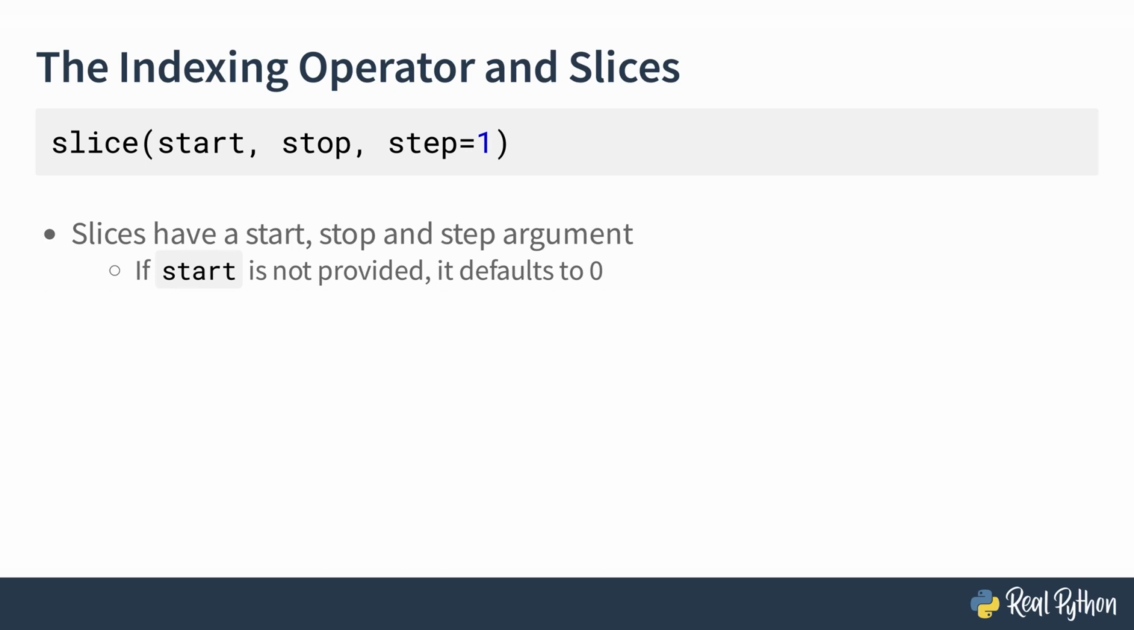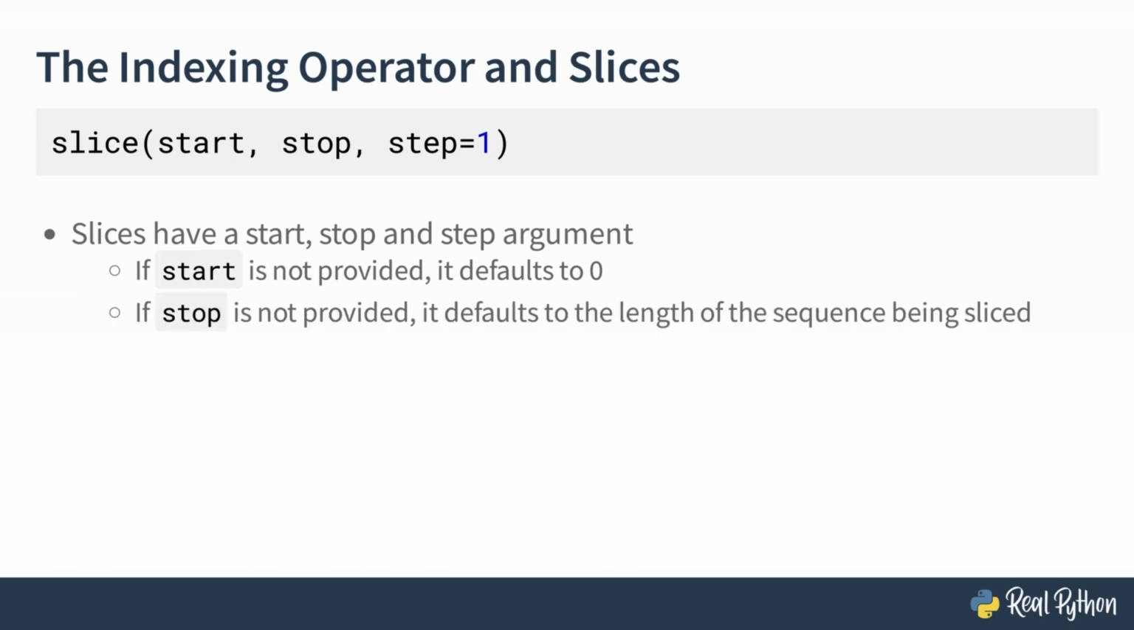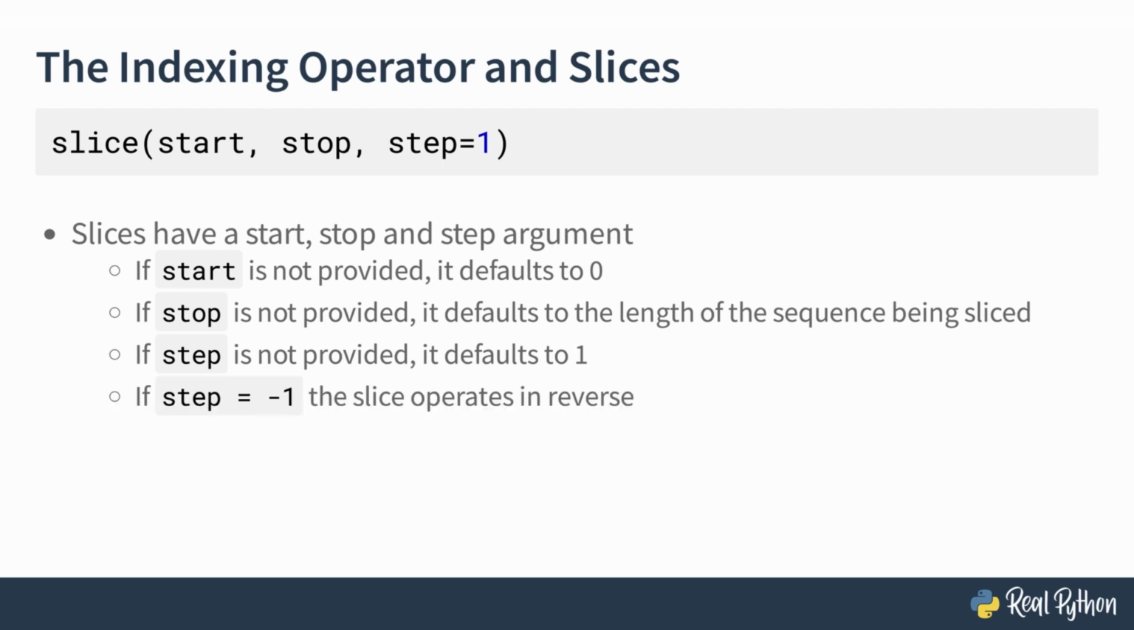If start is not provided, it's set to 0, referring to the index of the first element of your sequence object. Similarly, if stop is not provided, it is set to the final element of your sequence. If step is not provided, it defaults to 1, meaning every element between start and stop is indexed. If step is negative, the slice will operate on your sequence in reverse. The __getitem__ method accepts either an integer or a slice. However, as mentioned earlier, it is rare to call __getitem__ directly, but rather more common to use the bracket operator.